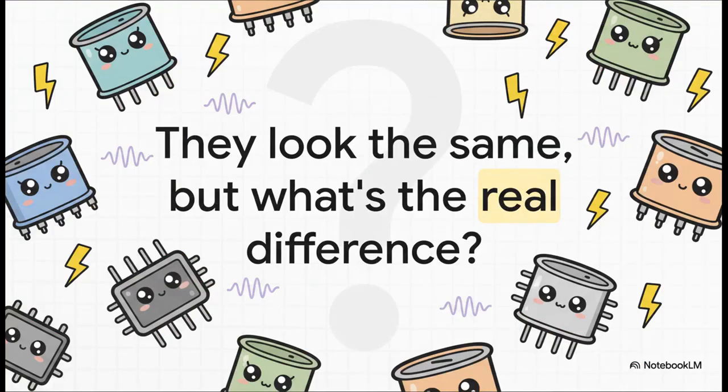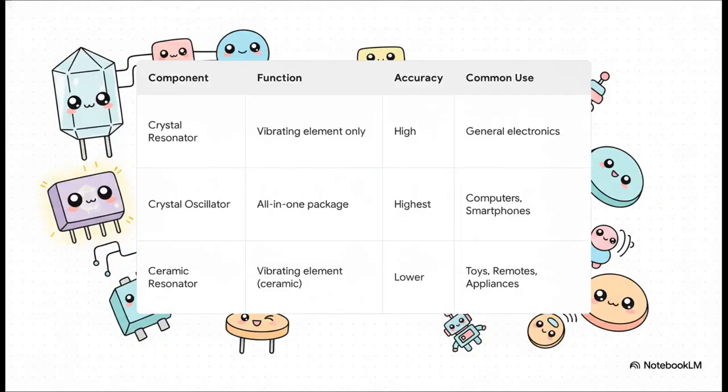You'll see these little metal cans or these colorful components, some with 2 pins, some with 3 or 4, and picking the wrong one can cause your entire circuit to just fail. So what are all these different parts and how can we tell them apart? This table breaks it down perfectly.